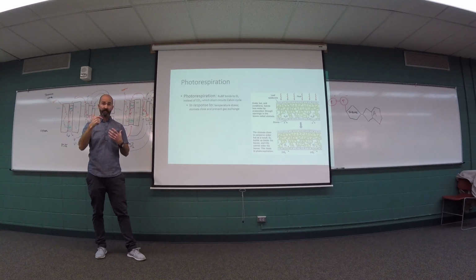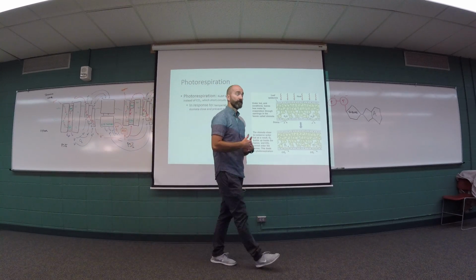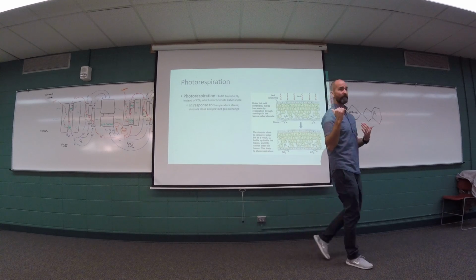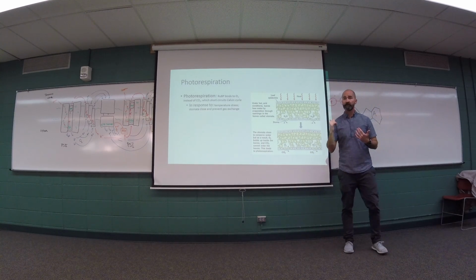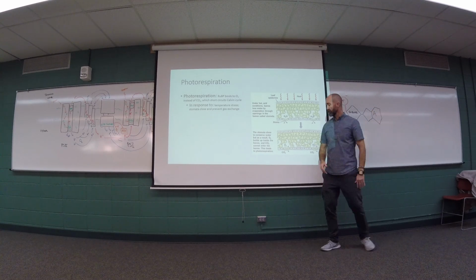Because the light reactions are continuing to occur, oxygen gas, which is a metabolic poison, builds up inside the plant's leaves. And if it continues, it could actually kill the plant. Now, what's interesting about the Rubisco molecule is it's equally sensitive to both oxygen gas and carbon dioxide.